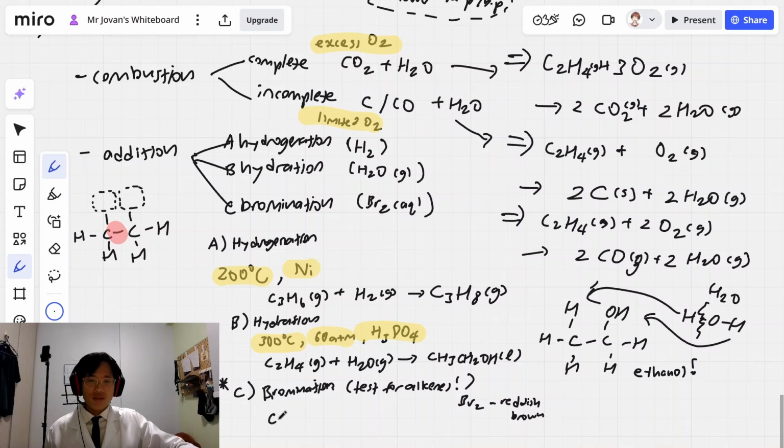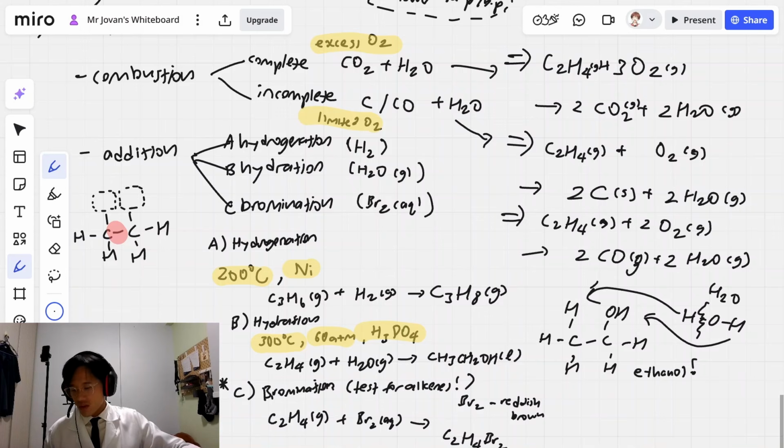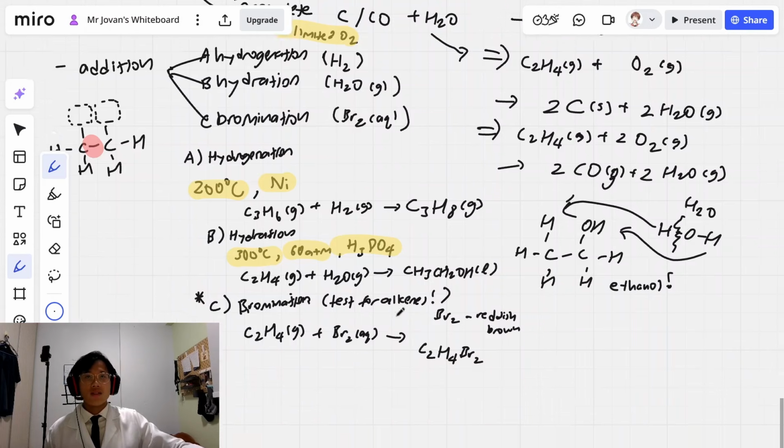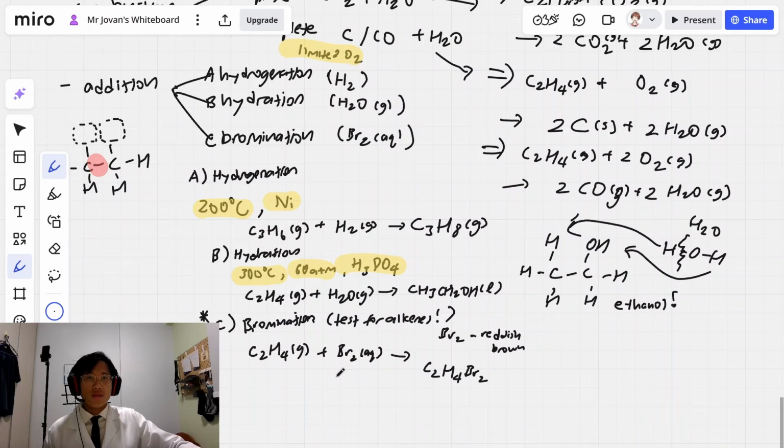Same thing, I'm just going to use the simplest ethene here. I'm going to add aqueous bromine. I told you it's aqueous bromine now. Aqueous bromine. What do we get? The two bromines go in. C2H4Br2. So simple. However, this bromine was reddish brown, right? The bromine is gone. What we're left with is a colorless solution.